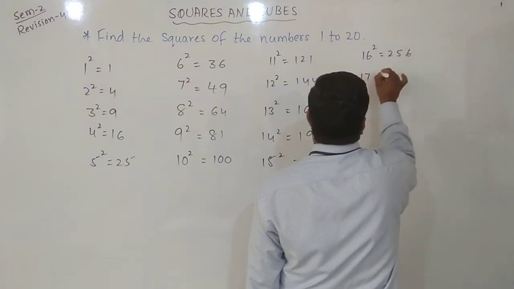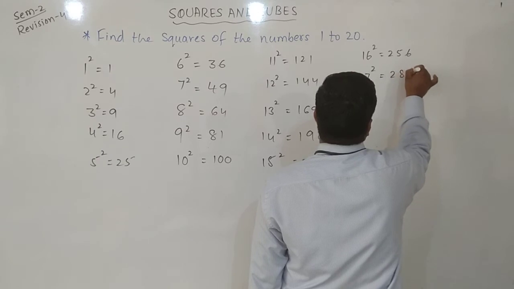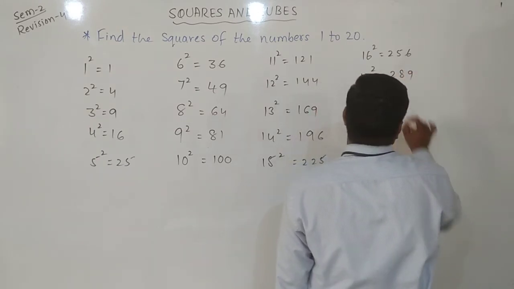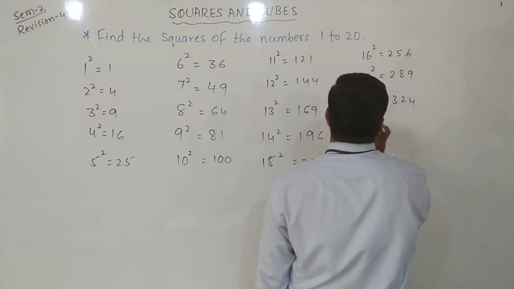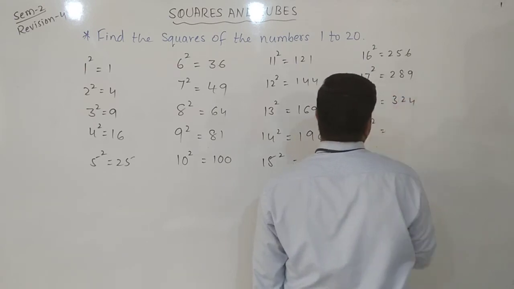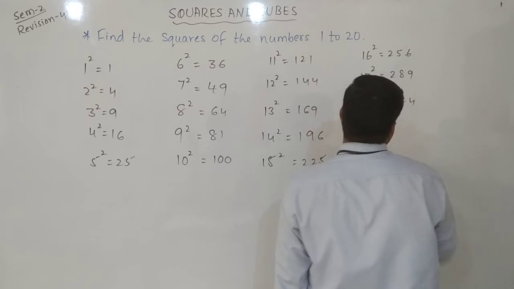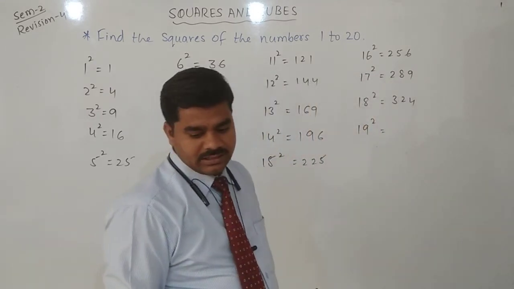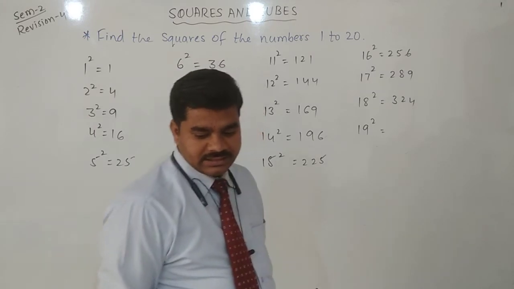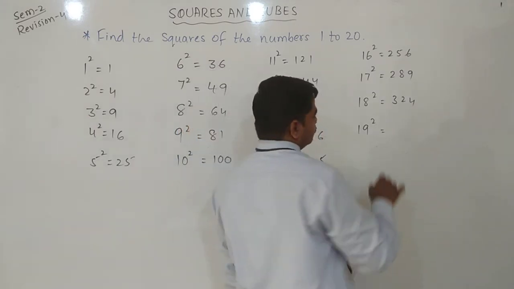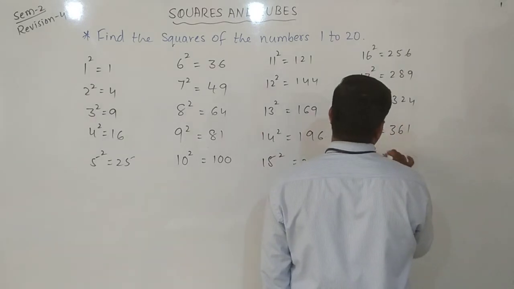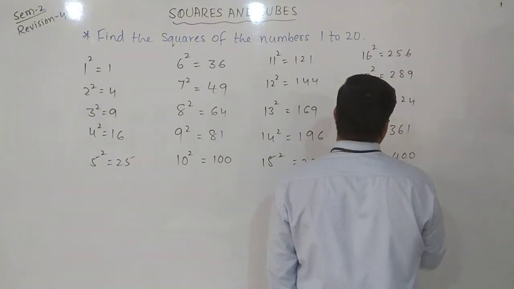Then 16 square, 256. 17 square, 289. 18 square, 324. 19 square, 361. 20 square, 400.